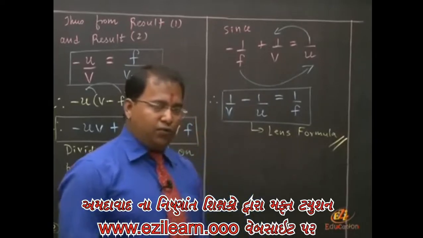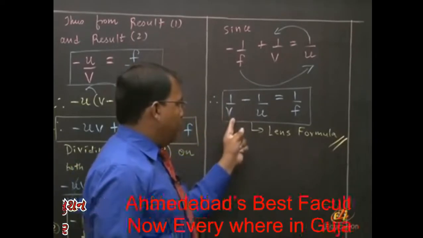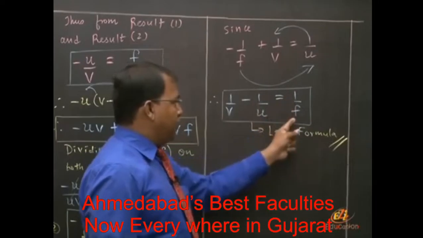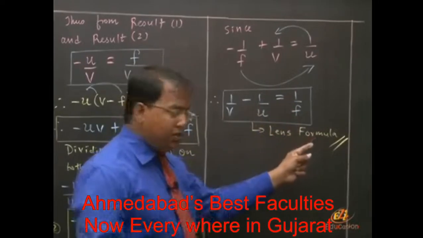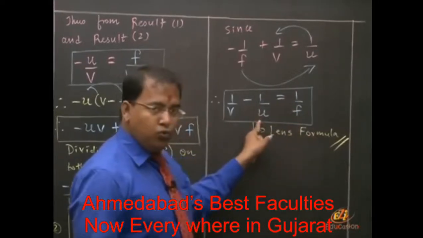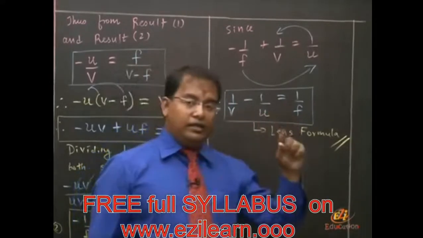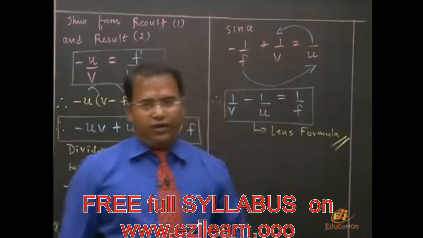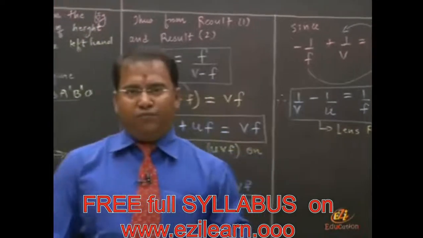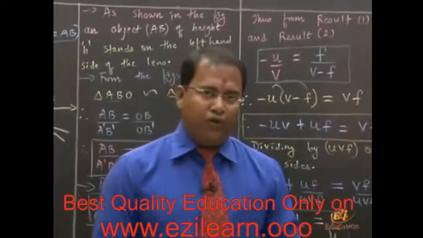We are working for the lens formula, and this result, 1 upon V minus 1 upon U is equal to 1 upon F, is indeed a relation between object distance U, image distance V and the focal length F. So finally we have a relation between object distance, image distance and focal length.